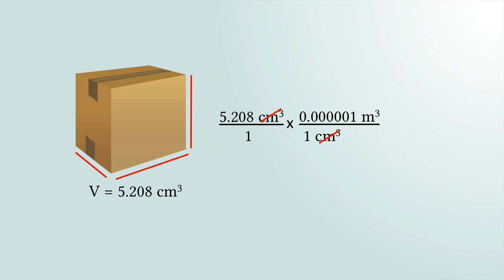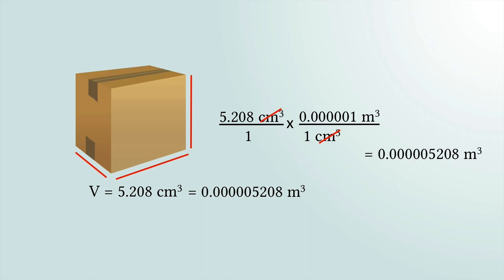So multiplying the numbers, our final answer is 0.000005208 cubic meters. This means that a volume of 5.208 cubic centimeters is the same as a volume of 0.000005208 cubic meters. Cubic measurements are volumetric measurements.